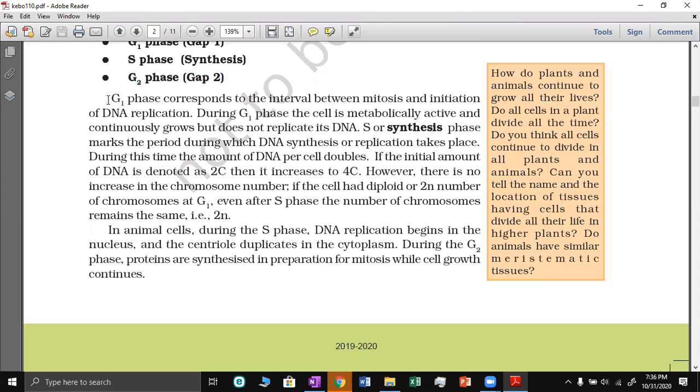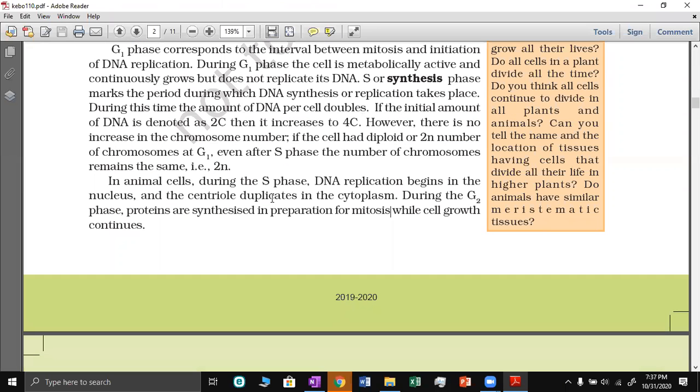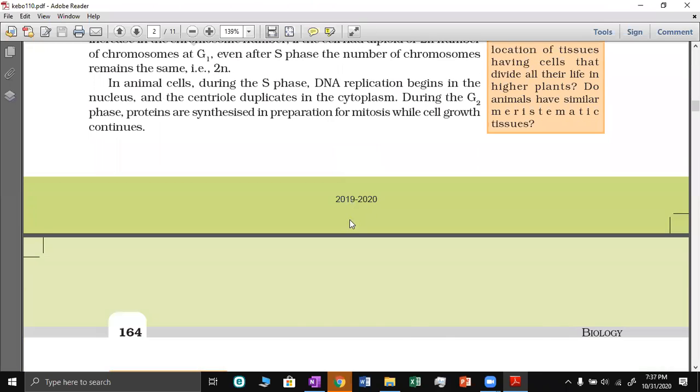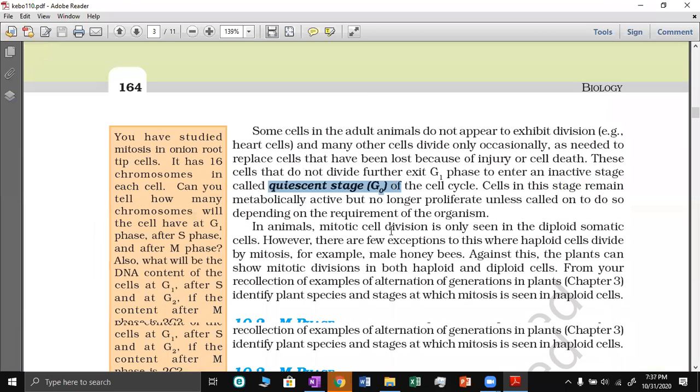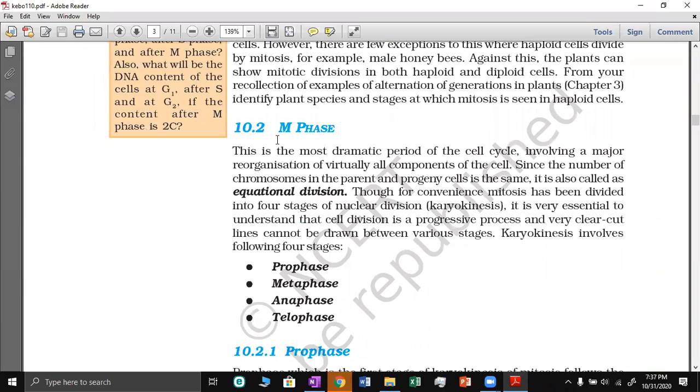G1 phase corresponds to the interval between mitosis and initiation of DNA replication, the 4C condition. In the next phase, you can say this is the quiescent stage, G0, when the cell is not dividing. After that is the M phase. In the M phase, there is prophase, metaphase, anaphase, and telophase.